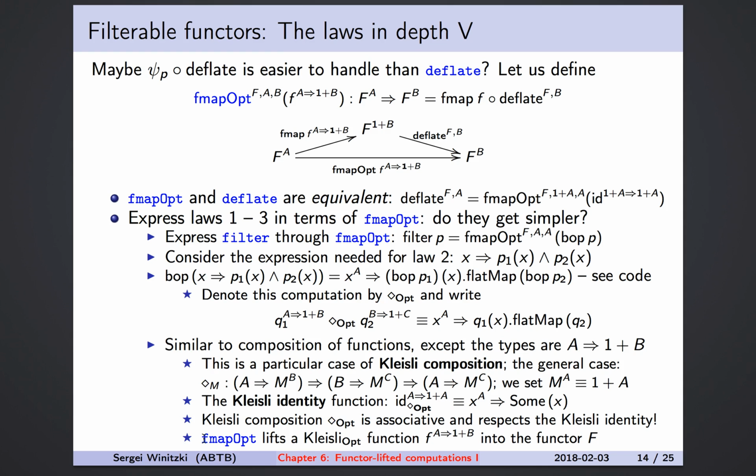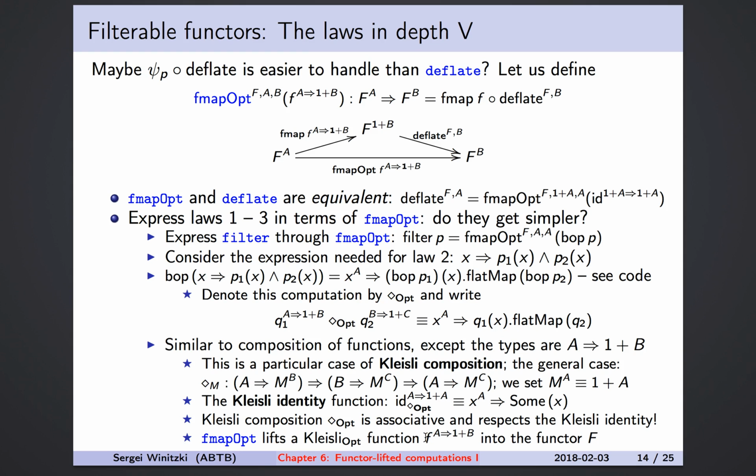So let us look at the type signature of fmapOpt once again. It takes a function from a to 1 plus b, and it returns a function from fa to fb. In other words, we can imagine that we have this set of Kleisli functions, which are functions with this type, which is kind of twisted. So these are the Kleisli opt functions, or in the language of category theory, this is a function that belongs to the Kleisli category with opt functor.